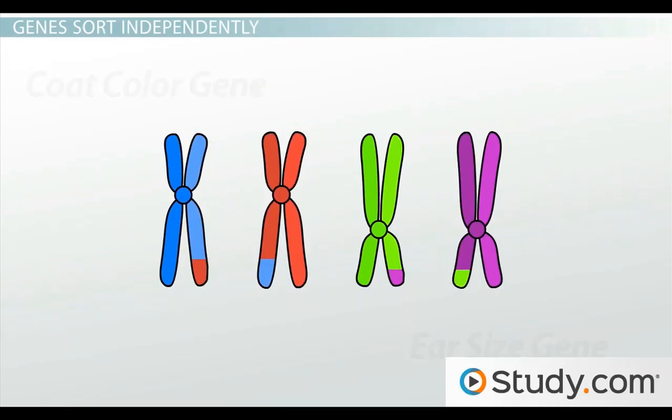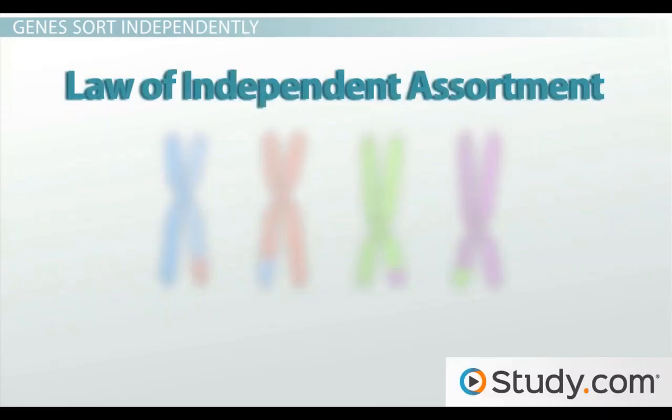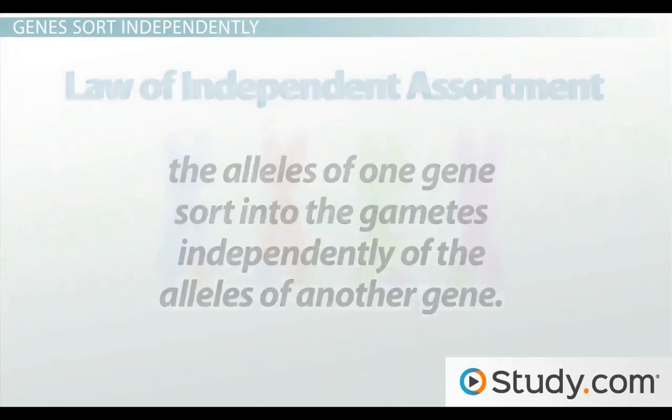Adrian's experiment has demonstrated Mendel's second law. Mendel's second law is also known as the Law of Independent Assortment. It states that the alleles of one gene sort into the gametes independently of the alleles of another. To better understand the law of independent assortment, let's consider some coin tossing.